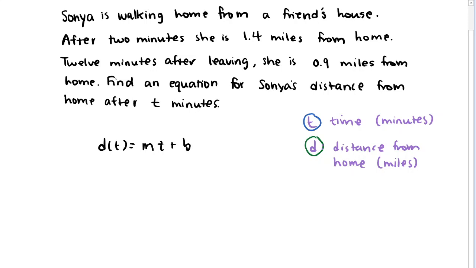Maybe just to talk about this initial value a little bit more, right? What is this initial value going to mean? It's going to mean her distance away from home when she hasn't started walking yet. This b value represents how far away from home she was before she started walking, or while she's at her friend's house, essentially.